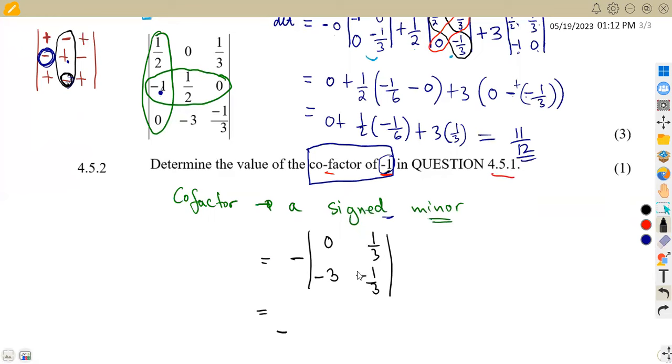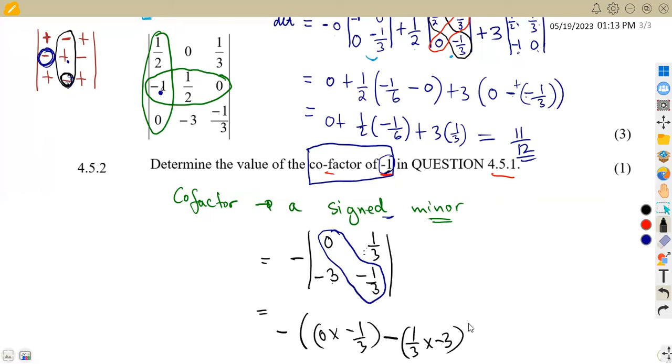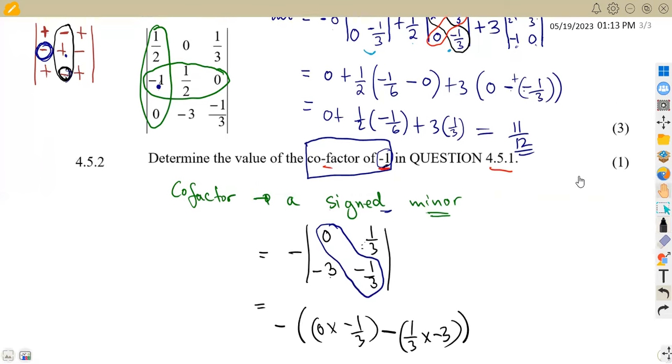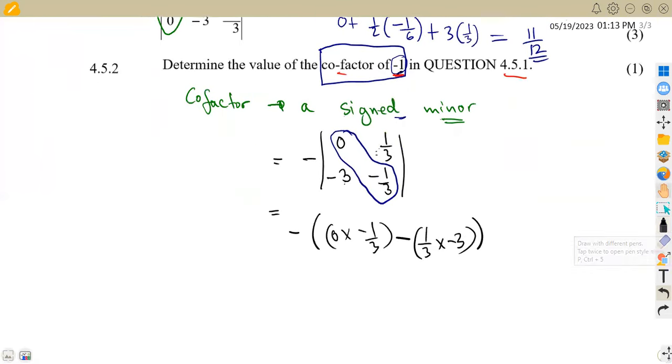So here, as you can see, we are back to the determinant form where we said we are going to deal with the major diagonal minus this minor. So we are back to that consideration again. That's 0 times minus a third in the major diagonal minus the minor, these two left, that's a third, and minus 3. So a third times negative 3, like this. All right. So this whole part is going to give us the cofactor.